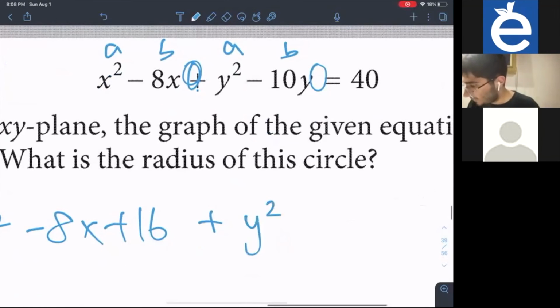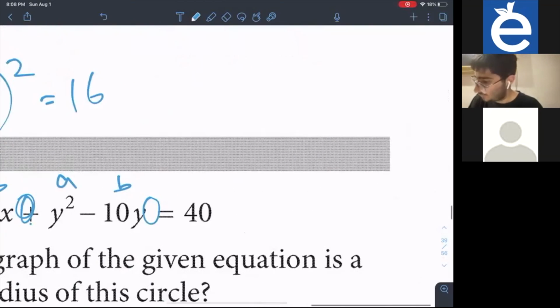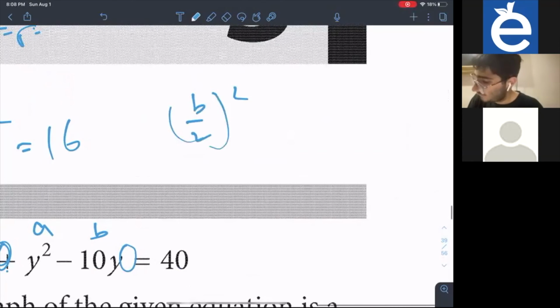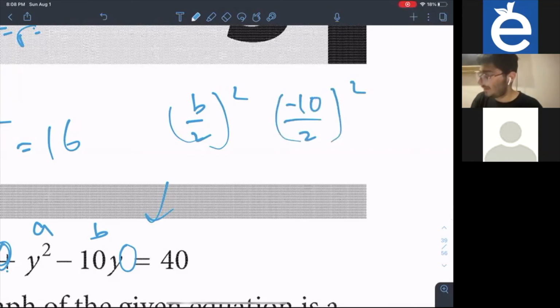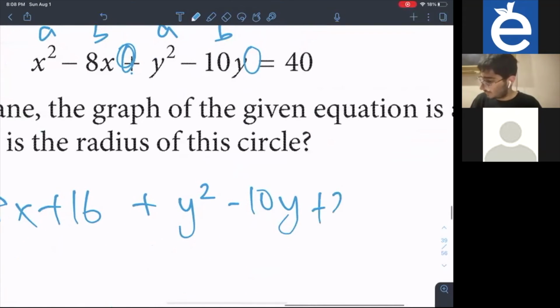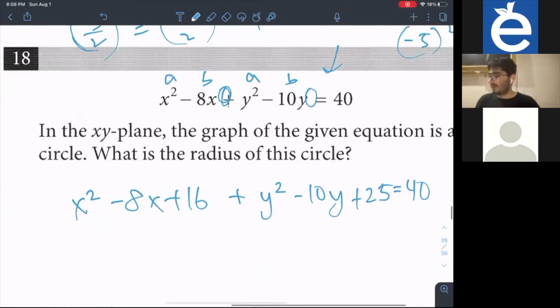And then it would be y squared minus 10y, and then let's do b over 2 squared again for the y's. So the b is negative 10, over 2, squared. Negative 10 over 2 is negative 5, squared is 25. So plus 25 is equal to 40.